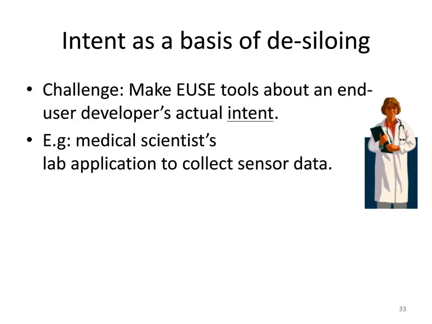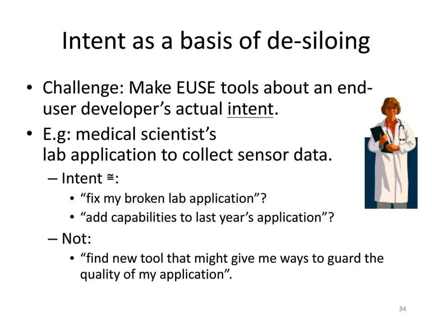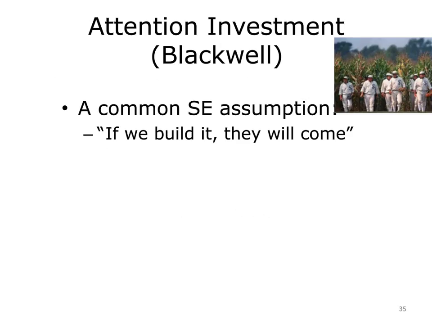So let's see how that goes. Let's consider a medical scientist who might have some background in programming, and that medical scientist has a lab application to collect sensor data. So let's think about her intent. Let's say it's broken. Her intent is probably something like, fix my broken lab application or add capabilities to last year's lab application, but it's not find a wonderful new tool that will give me ways to guard the quality of my application. Probably that is not the intent that she has. So if we really focus on her intent, what can we do with that? Well, here is where some theories can really help us.